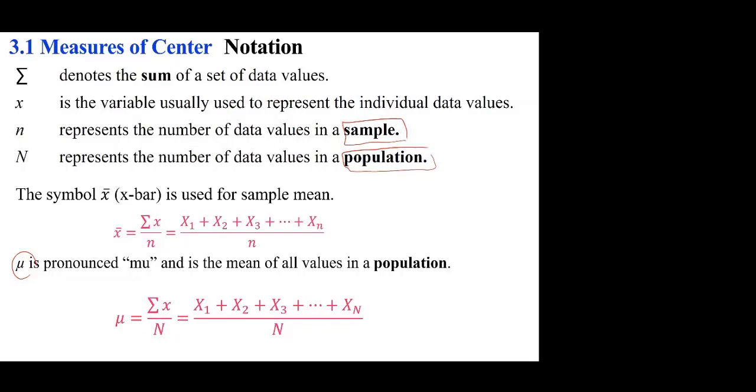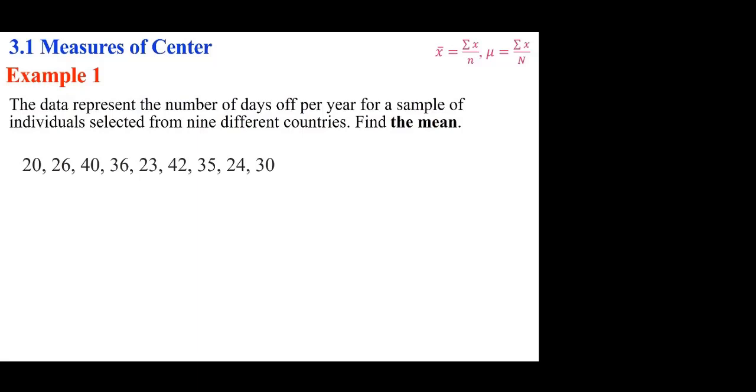That is extremely important. The data represents the number of days off per year for a sample of individuals selected from 9 different countries. Find the mean. We want to find the mean, and if you look at the top right, I have given you the formulas. I think you are familiar with the concept and know how to find the mean. But it is important to know that it is a sample, just a few, and therefore we use x bar, the summation of x over n.